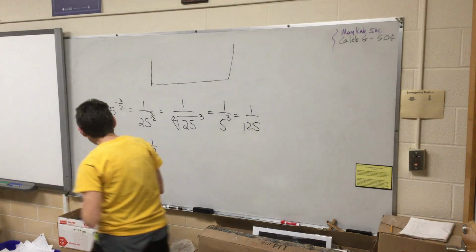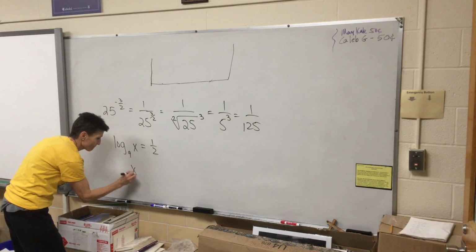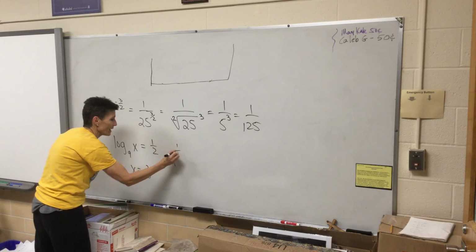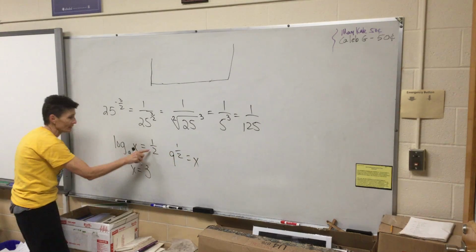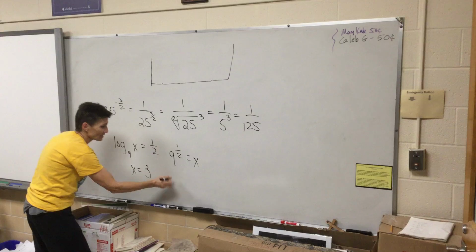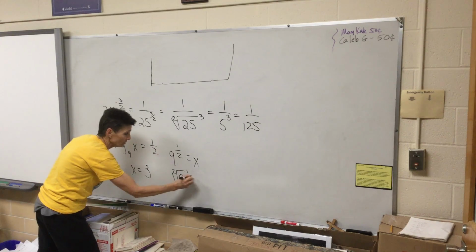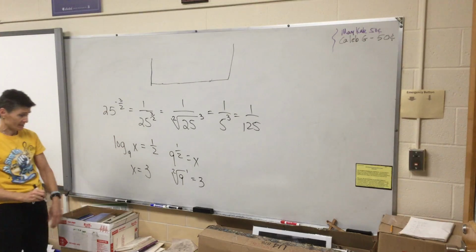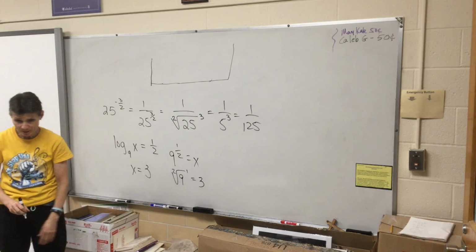Okay, you got to figure it out. What's your answer? 3. Yep. Because 9 to the 1/2 equals x if we loop-de-loo it. And we just talked about a fractional exponent is a radical. So the square root of 9 is 3, and 3 to the first is 3. So there you go. Anybody have a question about that?